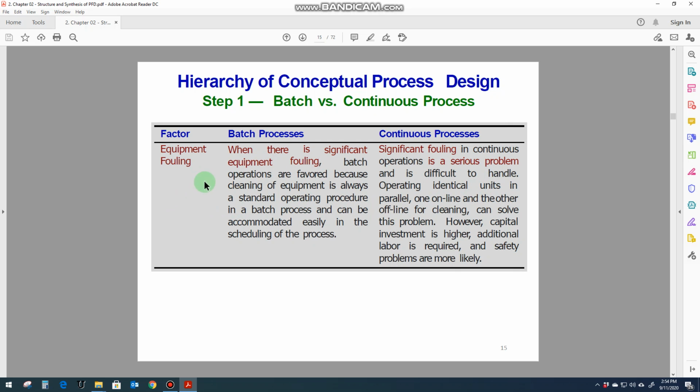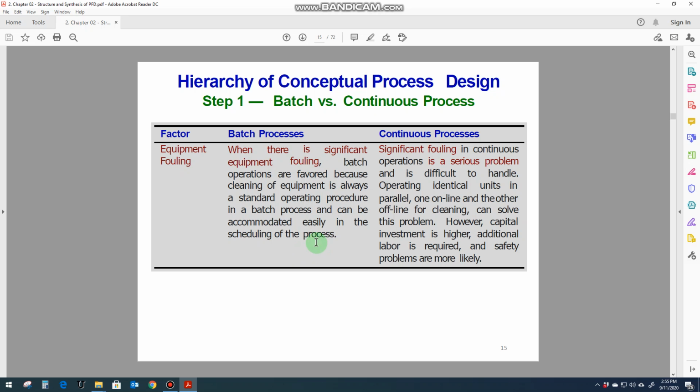Equipment fouling. When there is significant equipment fouling, batch operations are favored because cleaning of equipment is always a standard operating procedure in a batch process and can be accommodated easily in the scheduling of the process. So whenever we are dealing with batch processes, we have to clean all the equipment before making a new batch, right? So if there is some fouling within the equipment during the production of one product, then during the cleaning the fouling is removed from that equipment.